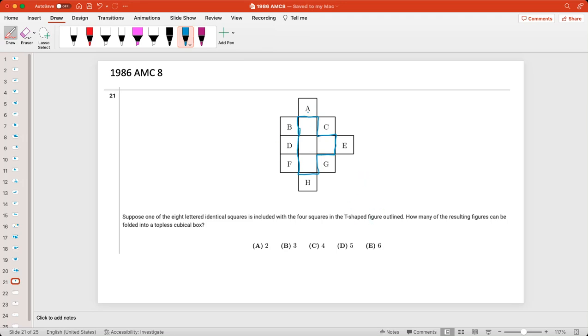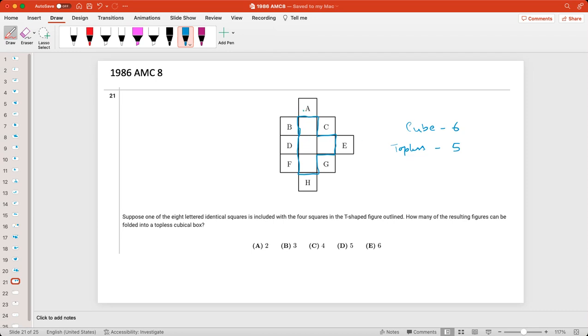Now we are going to include one of these letters with this T-shaped figure, and the resulting figure should be a topless cubical box. Now you know that a cube has 6 sides. Now we want a topless cube, right? Topless, so that's going to have 5 sides. So we already have 4. We are going to include one of these, and we should be able to tell whether it will actually fold into a cube or not.